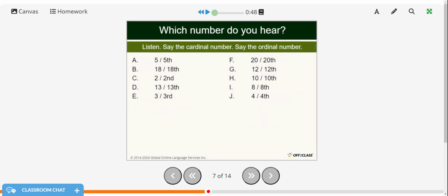All right, so now listen and say each cardinal number and each ordinal number. 5, 5th, 18, 18th, 2, 2nd, 13, 13th, 3, 3rd, 20, 20th, 12, 12th, 10, 10th, 8, 8th, 4, 4th.